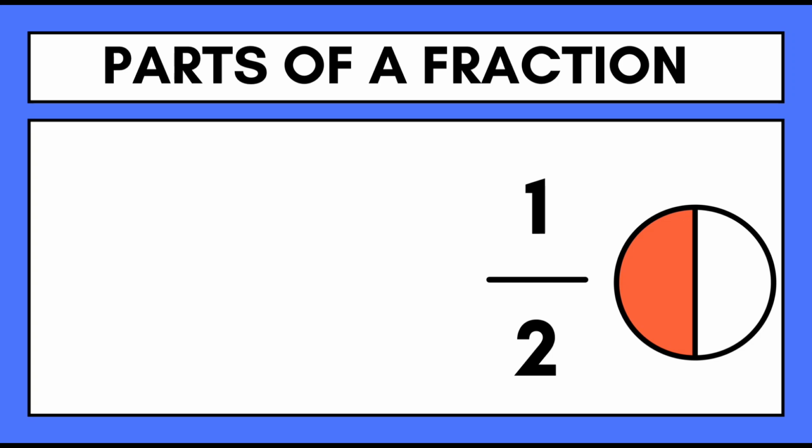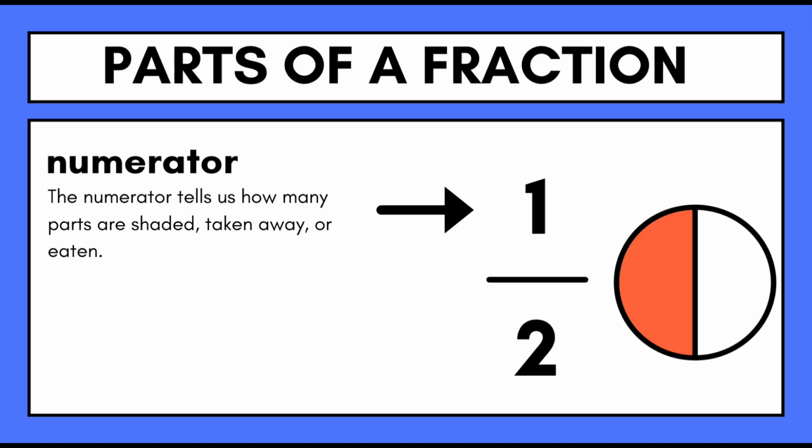A fraction has parts. The number on top of the fraction bar is what we call the numerator. The numerator tells us how many parts are shaded, taken away, or eaten. As you can see in the circle, one of the two parts of the circle is shaded or colored red. And this goes to show the numerator of this fraction, which is 1.